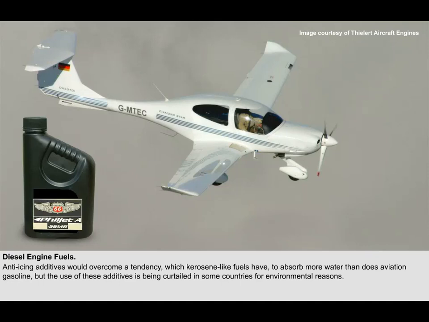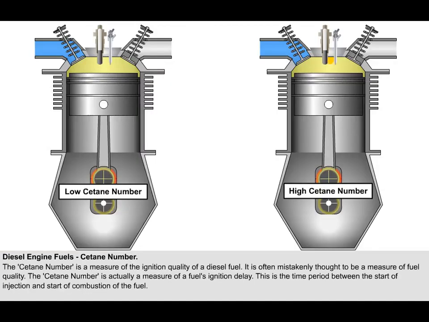The ability of the fuel to flow in extremely low temperature conditions must also be ensured, and new requirements regarding cetane number must be specified for kerosene jet fuels, which is currently unspecified. The cetane number is a measure of the ignition quality of a diesel fuel. It's often mistaken as a measure of fuel quality.